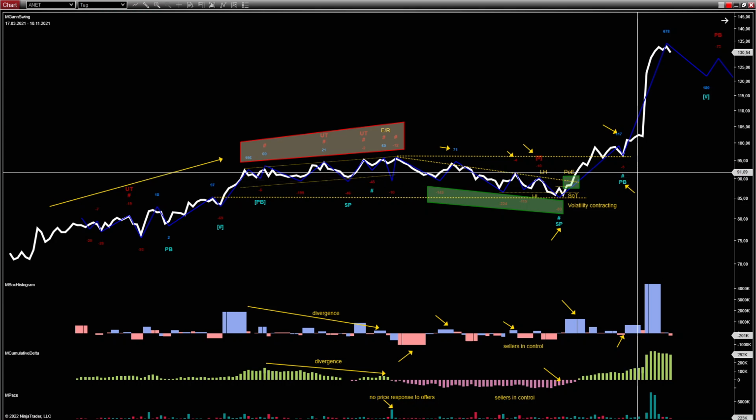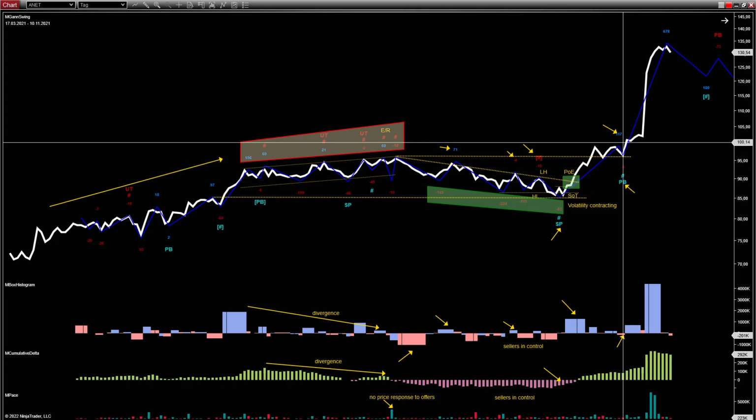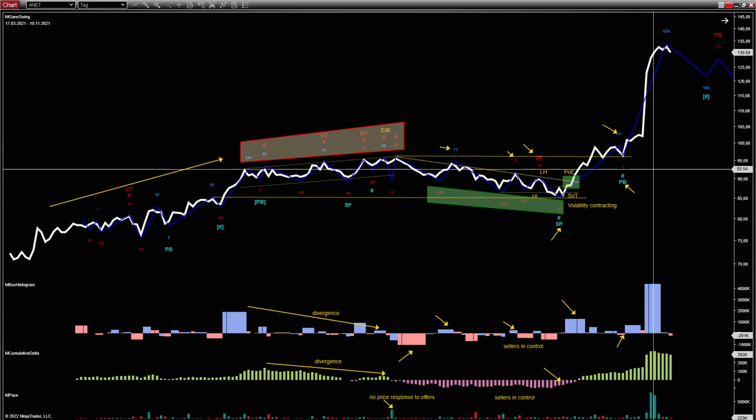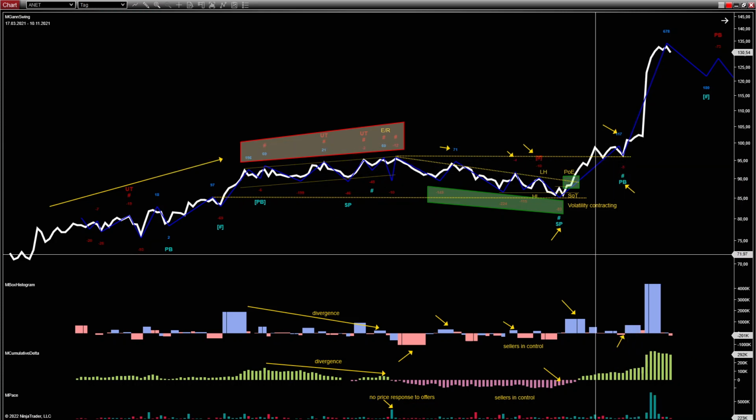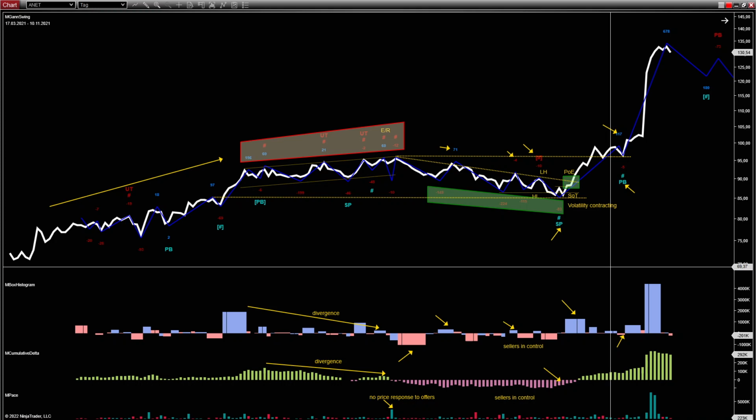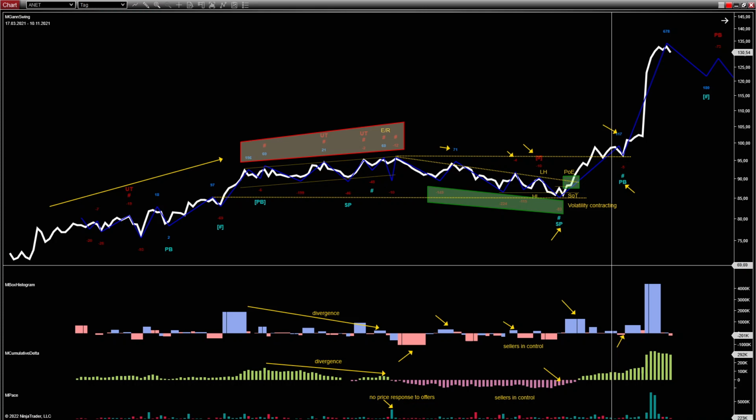From there on the stock makes a huge upward movement, and that's it. So you can really see how easy it is to read supply and demand with the help of those indicators, which show clearly what's going on with the stock.